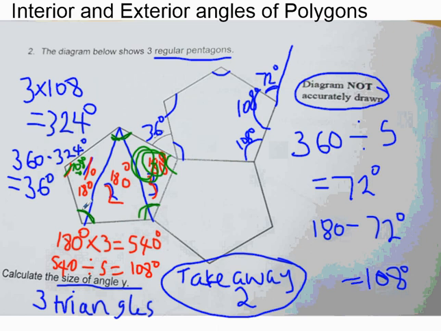So once you know that each one inside is 108, you can work out the exterior by taking the 108 from 180, and you get the exterior as 72 degrees, just like we had here. So whichever way you want to go about it, you still end up having the same thing. But don't forget, to find the number of triangles in any polygon in the world, you take away 2 from the number of sides.